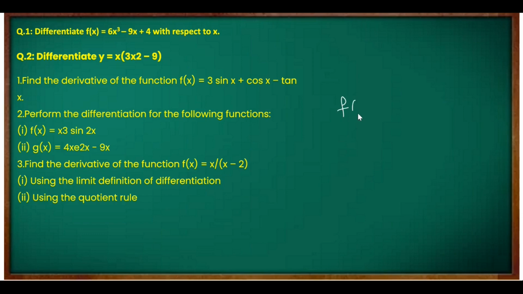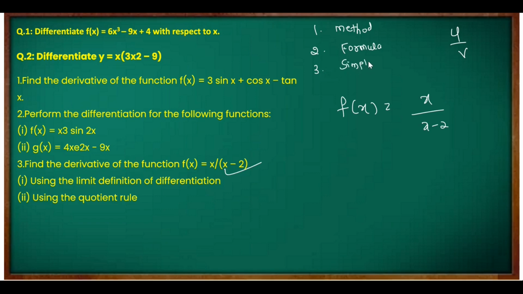So let's take this question, f of x is equal to x by x minus 2. So what is this method? U by v method. If you see the question, you should first understand the golden rules. First, understand what method. Okay, then second thing, the formula, which formula you can apply, and third thing, simplification. If you follow these 3 golden rules, you'll be able to solve every question very, very easily. Okay, so here x by x minus 2, u by v rule, right?